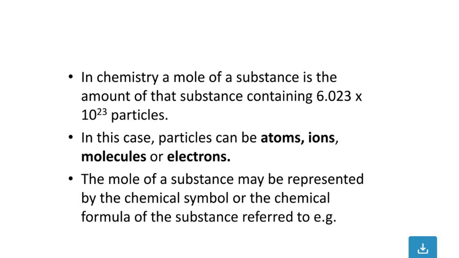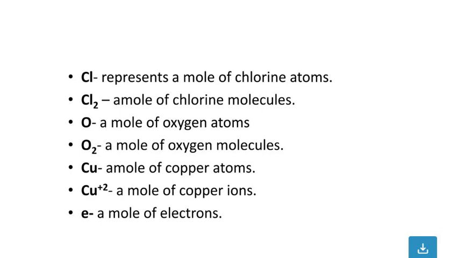So, in chemistry, a mole of a substance is the amount of that substance containing 6.023 × 10^23 particles. In this case, a particle can be atoms, ions, molecules, or electrons. The mole of a substance may be represented by the chemical symbol or chemical formula of the substance referred to. For example, Cl represents a mole of chlorine atoms, Cl2 a mole of chlorine molecules, O a mole of oxygen atoms, O2 a mole of oxygen molecules, Cu a mole of copper atoms, Cu2+ a mole of copper ions, and e- a mole of electrons.